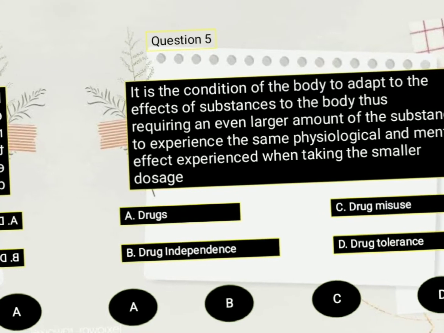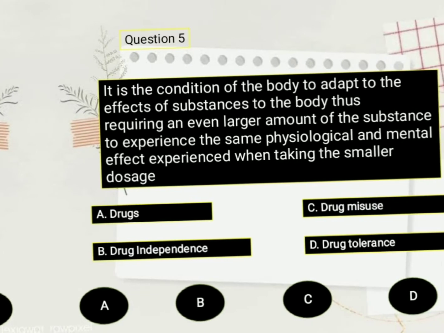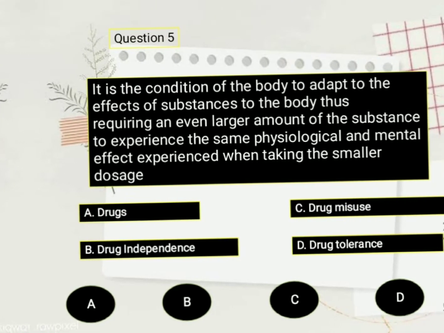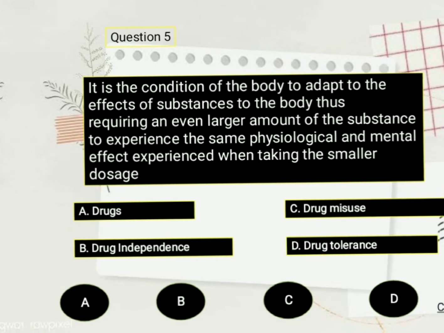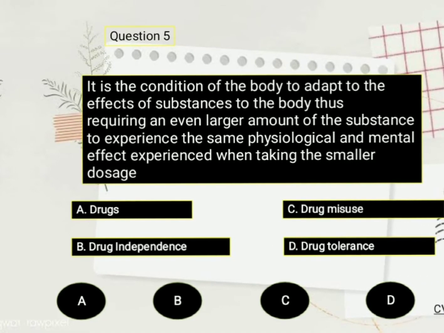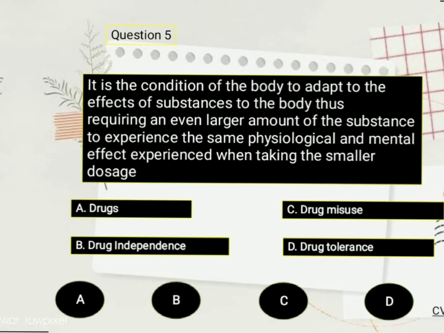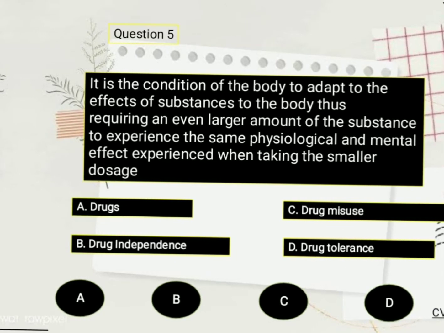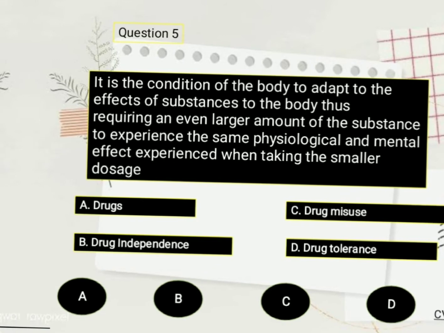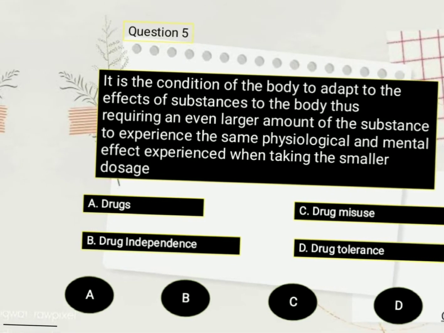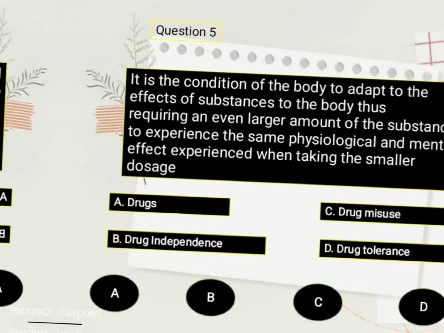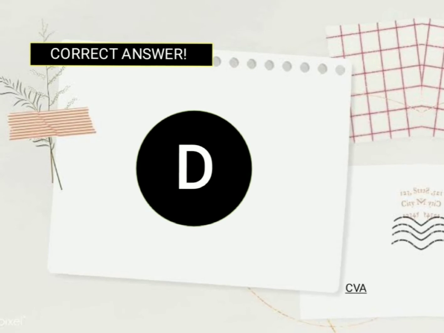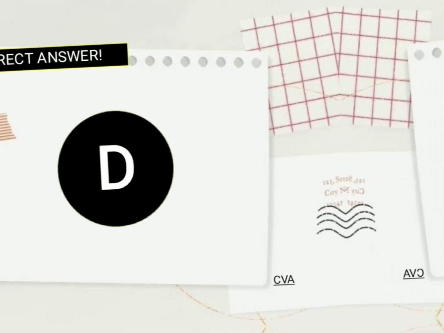Question number 5. It is the condition of the body to adapt to the effect of substance to the body, thus requiring an even larger amount of the substance to experience the same physiological and mental effect experienced when taking the smaller dosage. A. Drugs. B. Drug independence. C. Drug misuse. And letter D. Drug tolerance. Your timer starts now. Very good. The answer is letter D, drug tolerance.